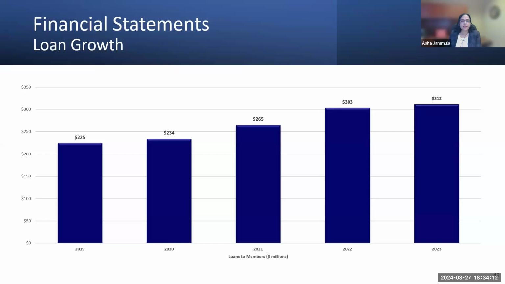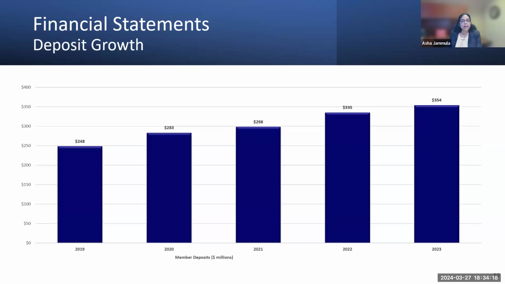Residential mortgages grew by 6.9 million and commercial lending grew by 3.7 million. On the liability side, the members' deposit account portfolio grew from 335 million to 354 million, representing a substantial increase of 18.6 million or 5.58% growth. Overall, the balance sheet of the credit union experienced significant growth in 2023 and remains very strong.